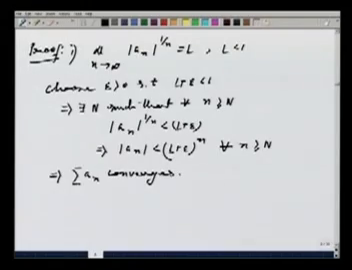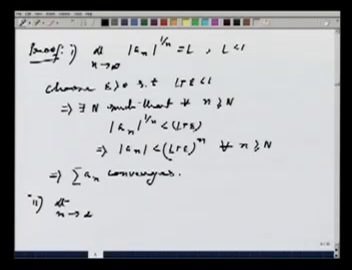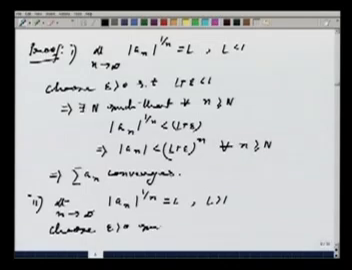Okay. So in this case we are again comparing with the geometric series. Now the second case: the limit as n goes to infinity of modulus of an to the power 1 by n is L, and L is bigger than 1. Now choose epsilon bigger than 0 such that L minus epsilon is still bigger than 1. Since L is strictly bigger than 1, I can choose such an epsilon.